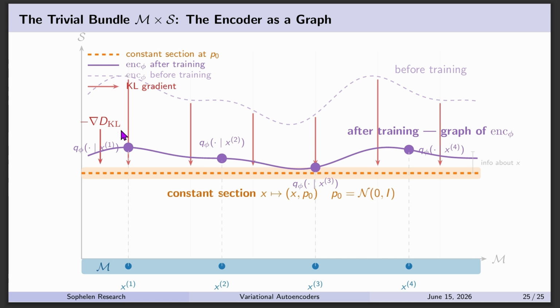We want them to be close. The training will push these points down. But remember, we don't want all of them to be the same because we want them to be distinct so that we can always go back to our data point. And look, they're pretty close and they are all pretty distinct. So the KL divergence between these points and the constant section is pretty small, and they are distinctive enough that we can always go back to our original data point.